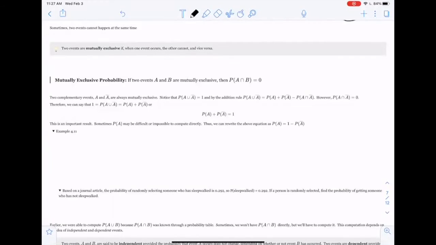Sometimes two events cannot happen at the same time. We made reference to this earlier. Two events, we say, are mutually exclusive if when one event occurs, the other event cannot, and vice versa. And we said a quick example would be rolling a 3 and then rolling an even number when trying to roll a dice. You cannot at the same time roll a 3 and an even number. Those are mutually exclusive. So how can we talk about the probability of their intersection?